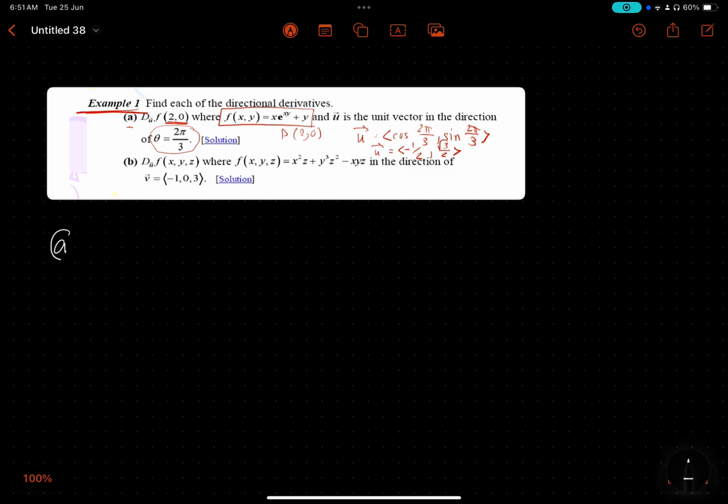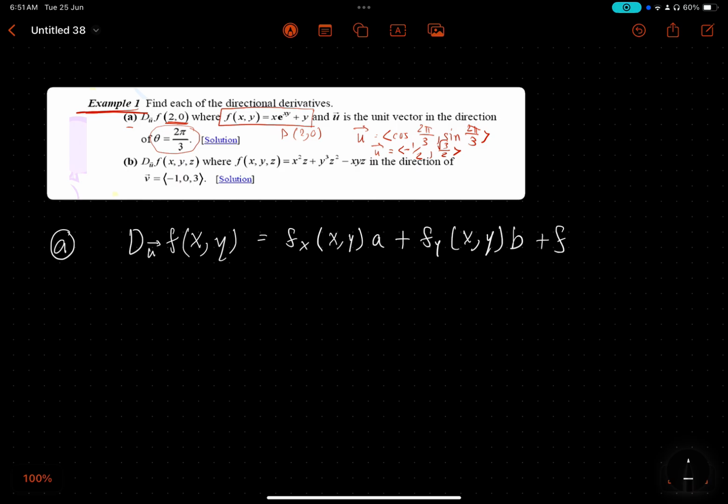Let us solve A first. So first, let's write down the definition. What is the definition for the directional derivative? We said the directional derivative of f in the direction of vector u is going to equal f_x of (x, y), the partial derivative of f with respect to x, times a, plus the partial derivative with respect to y of (x, y), times b.